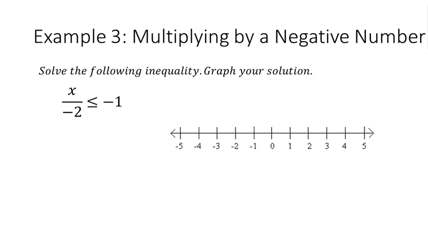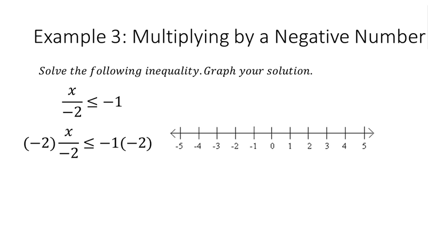Alright, example 3, multiplying by a negative number. We're going to be solving the following inequality, and we're going to be graphing our solution. So x divided by negative 2 is less than or equal to negative 1. Now this time it's different because we are dividing by a negative number, negative 2. So in order to solve this inequality, we have to multiply both sides by negative 2. And so that's what I did here.